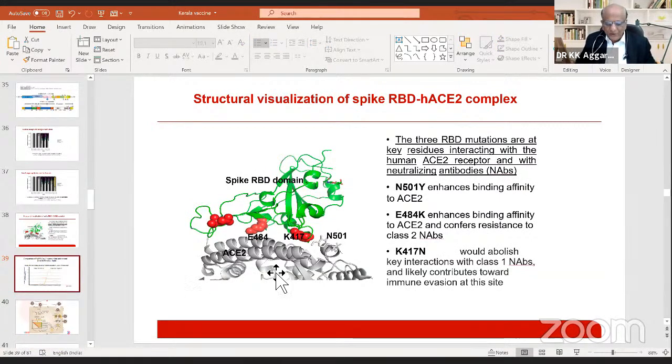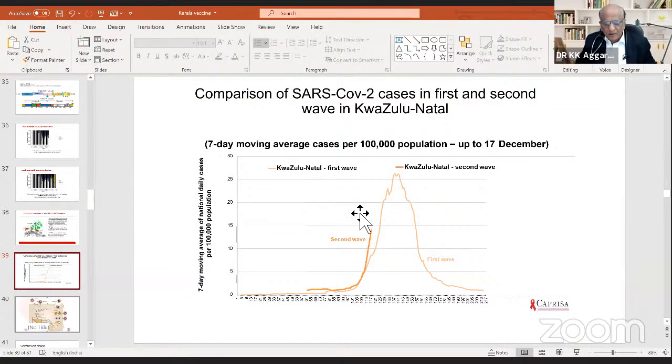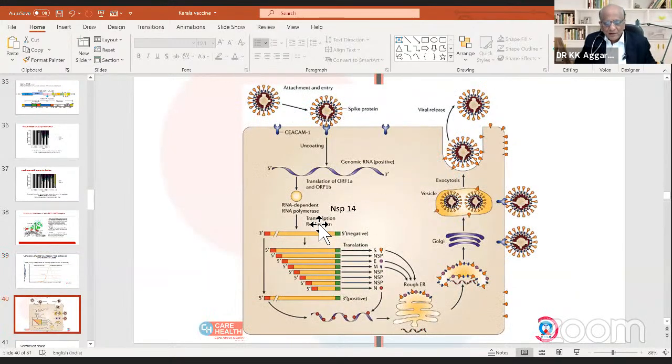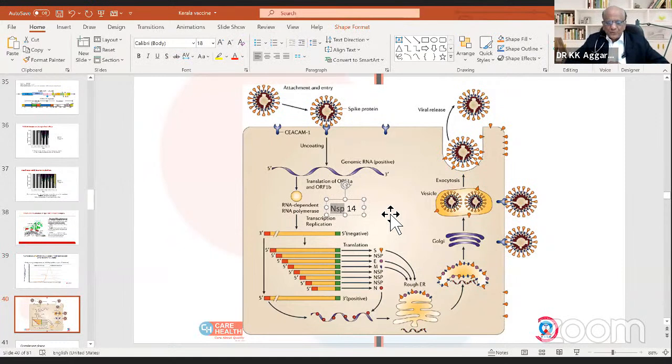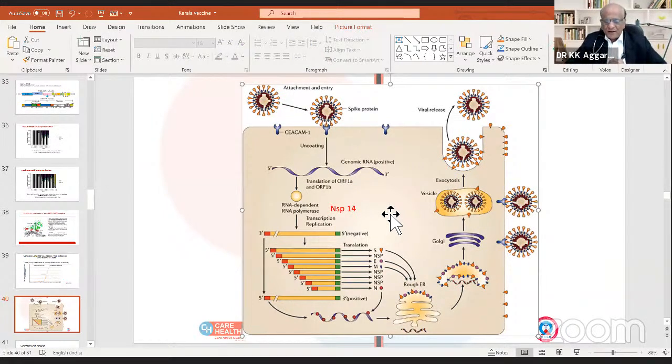Now this is South Africa, which is clearly showing an early peak. And this is what I meant about NSP14. In a cell, the RNA-dependent RNA polymerase has a part called NSP14, a non-structural protein, whose job is to proofread. If this protein becomes dead or is neutralized, mutations will occur.